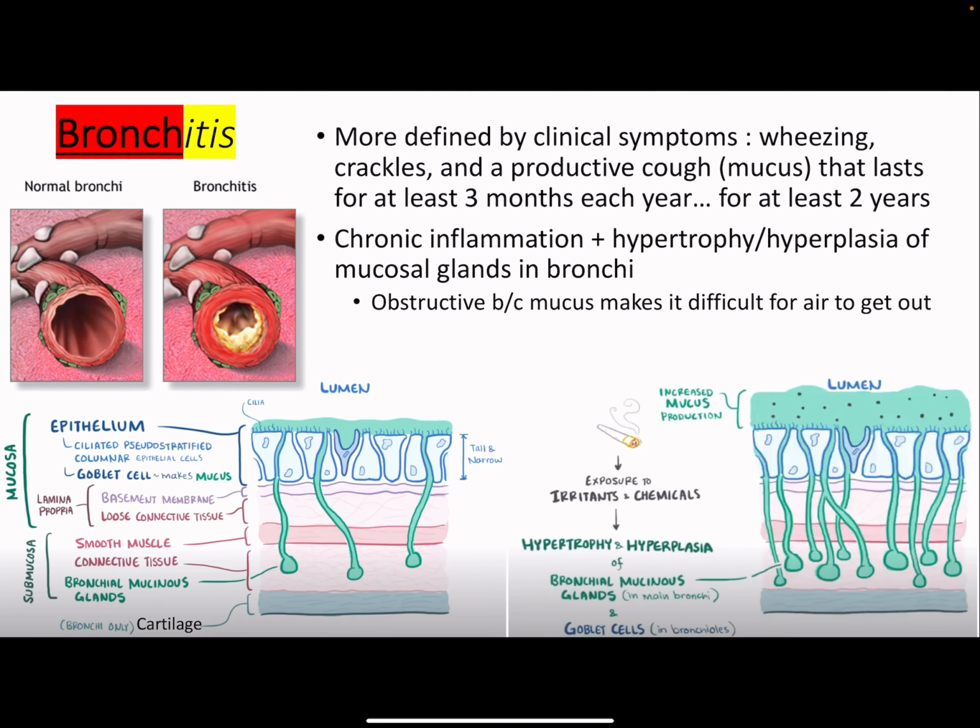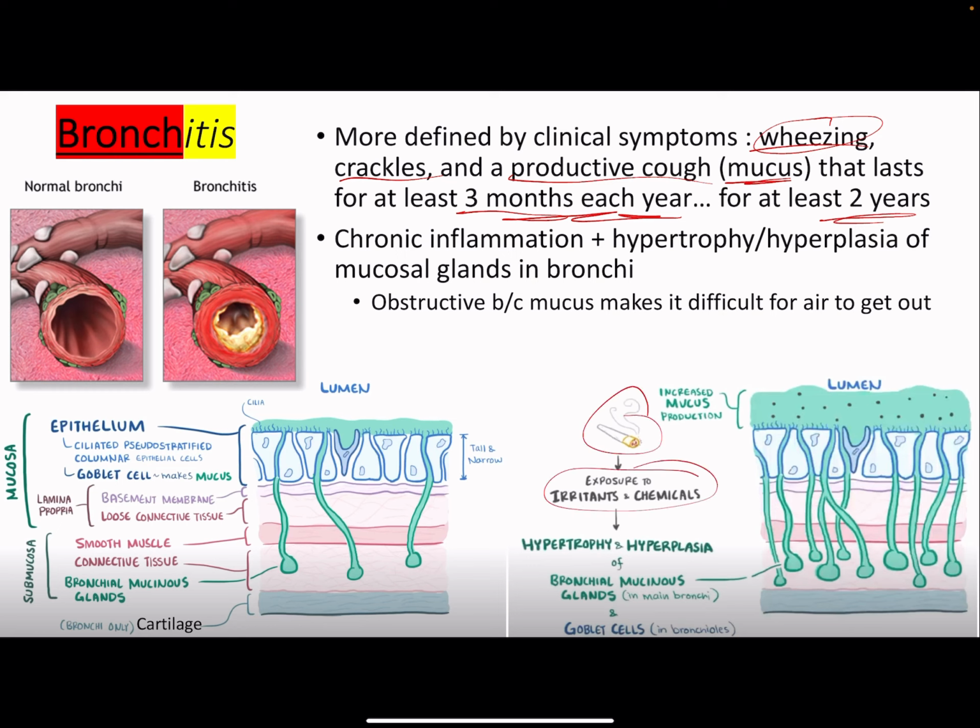And bronchitis. Bronchitis, like we said, is more of a clinical symptoms diagnosis. Wheezing and crackles, especially wheezing. A productive cough, so mucus. You need it for at least 3 months of a year for at least 2 years in a row. So this is just chronic inflammation, hypertrophy, hyperplasia of the mucosal glands in the bronchi, again, largely in response to smoking, and the mucus makes it difficult to get air out. Again, that's why this is obstructive.